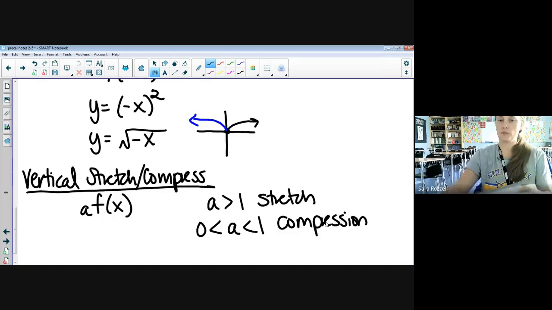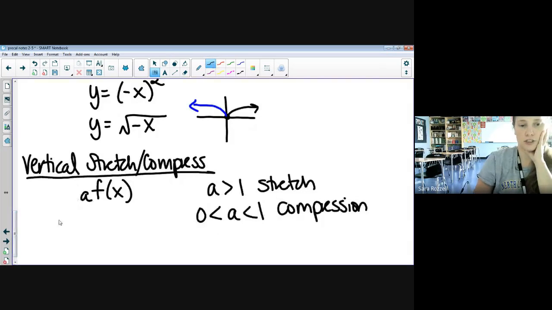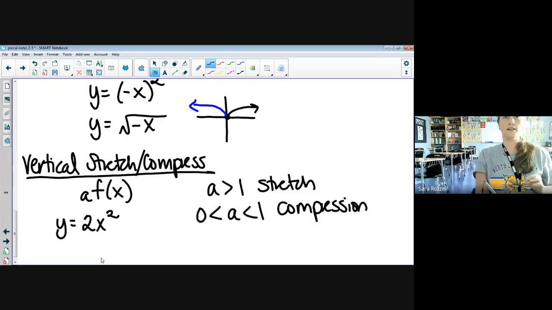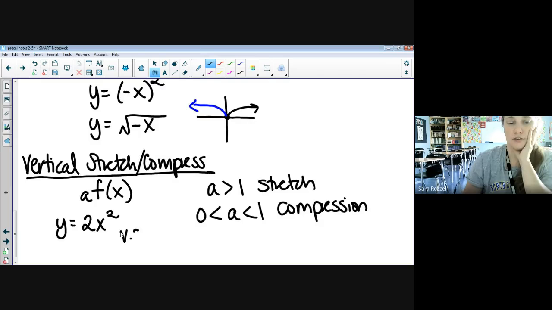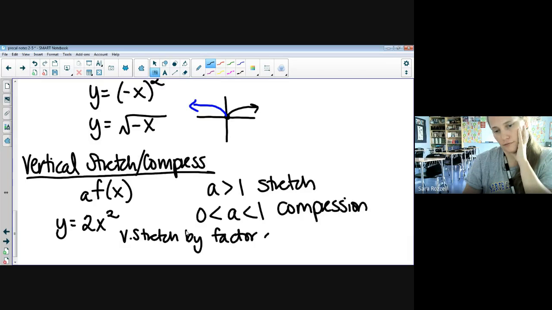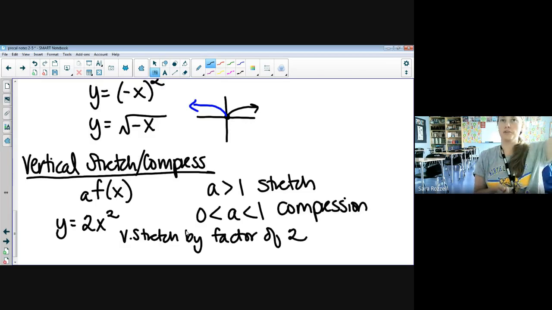All right, so we'll look at two functions and see if y'all can tell me if it's a stretch or compression. So if I have y equals 2x squared, we have that 2 in the front. Is that going to be a stretch or compress? Stretch. It's a stretch, and it's going to stretch by a factor of 2. So that's a vertical stretch by a factor of 2. So all of the numbers that you had, all of your y values are now multiplied by 2. So they've stretched by a factor of 2.